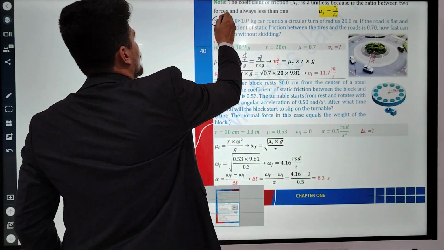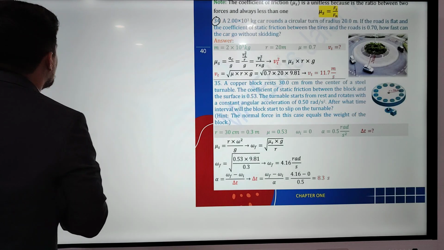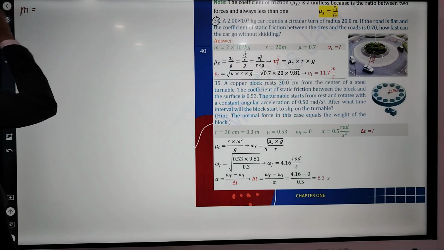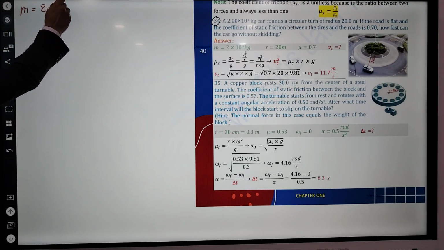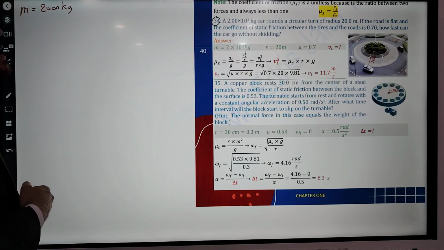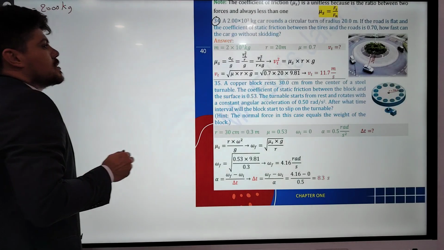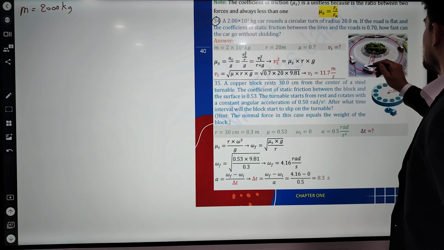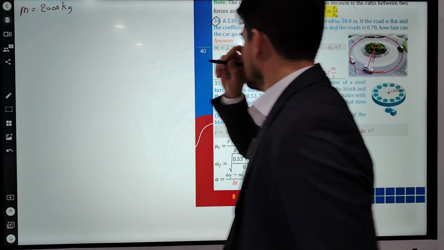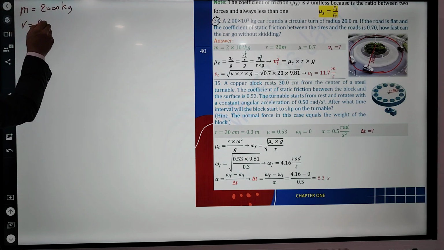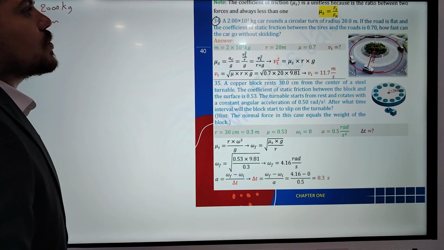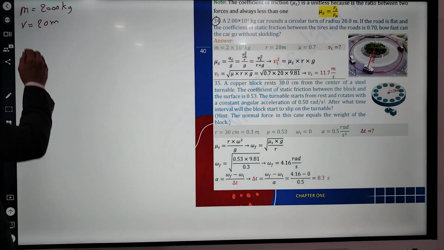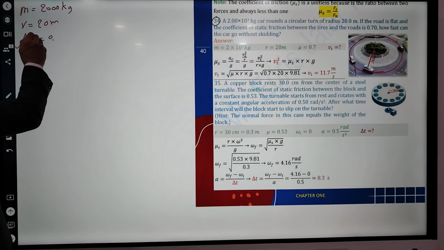Question 34. A 2 times 10 power 3 kilogram car. What is this? This is the mass of the car. Mass is equal to 2 times 10 power 3, which is 2000 kilogram. Around a circle turn of radius, as you can see in this picture, the car is moving in a circular path. The distance from the axis of rotation is 20 meters. If the road is flat and the coefficient of static friction between the tire and the road is 0.7, what is this coefficient of static friction?